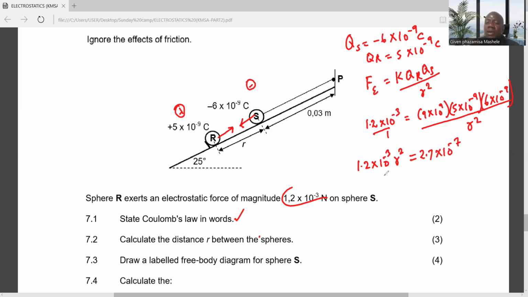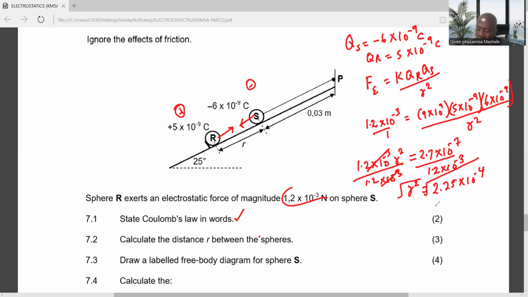Then we divide that by 1.2 times 10 to the power of minus 3 and 1.2 times 10 to the power of minus 3. Then this will give us R squared. So 2.7 times 10 to the power of minus 7 divided by 1.2 times 10 to the power of minus 3 will give us a value of R squared of 2.25 times 10 to the power of minus 4. Then you put the root sign in between.